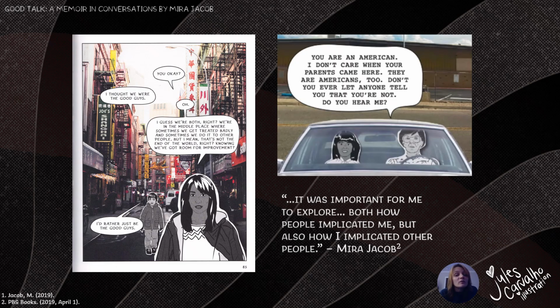It was important for me to explore both how people implicated me, but also how I implicated other people. That's Jacob talking about how talking to Z kind of made her realize that she's not always one of the good guys. There's not necessarily good guys and bad guys, that she can make other people feel this uncomfortable feeling as well, and that she has to make sure that she's thinking harder about how she's thinking of other people if she's projecting onto them.